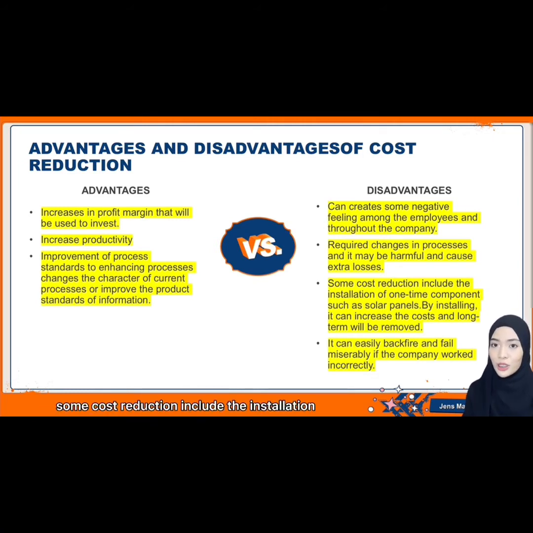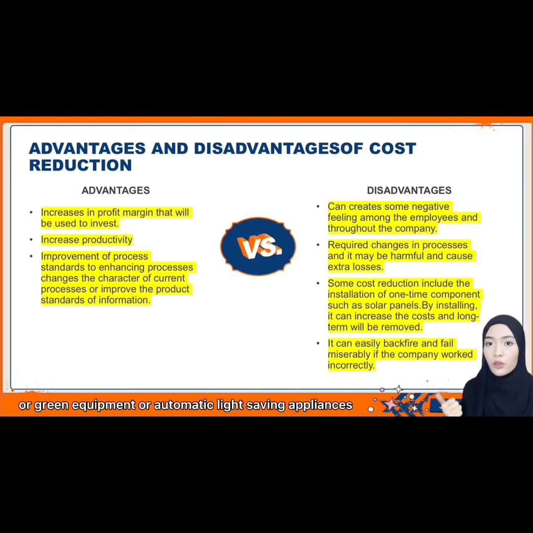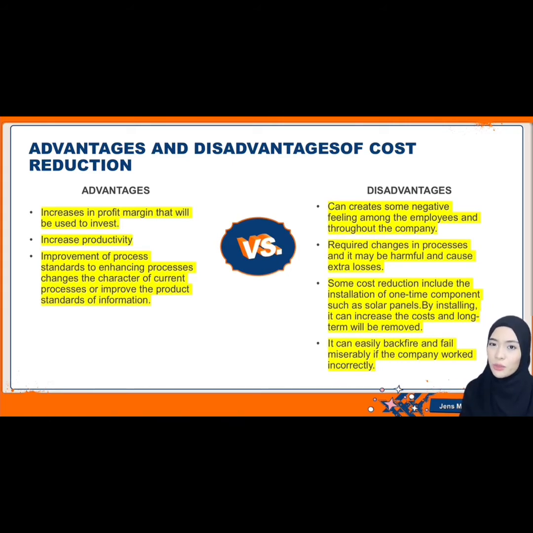Next, some cost reduction includes the installation of one-time components such as solar panels. These few steps in cost reduction involve installing one-time components like solar panels, green equipment, or automatic light-saving appliances. By installing this, we'll take down the long-term cost, but will raise the one-time cost, which may not be compatible with every company. And the last disadvantage is it can easily backfire and fail miserably if the company works incorrectly.